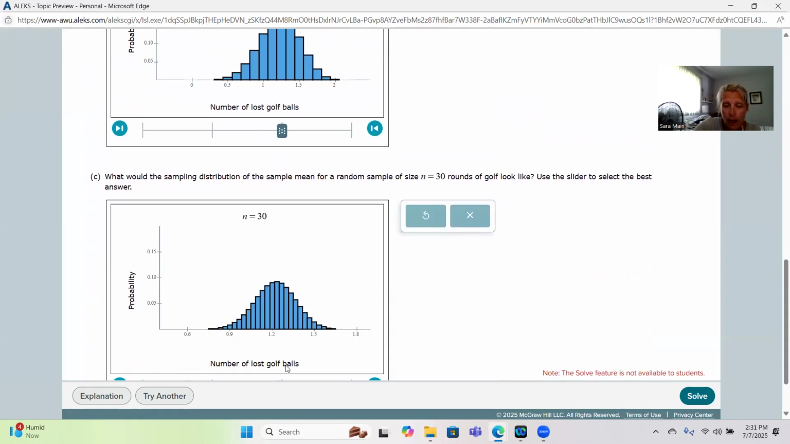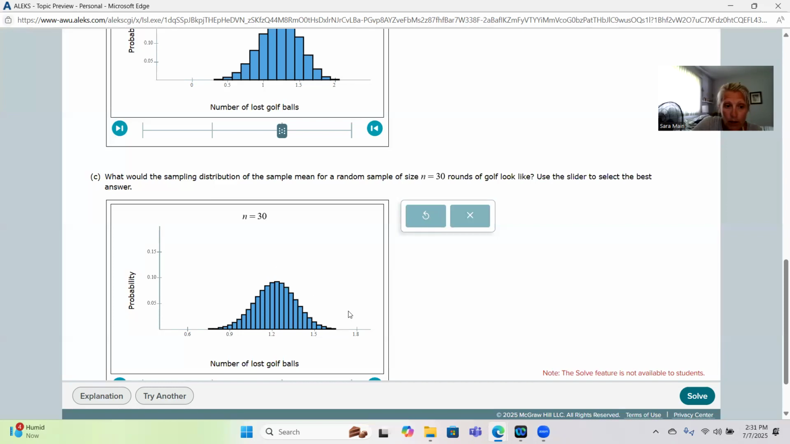And then once we get to a sample size of 30 or bigger, remember we talked about that the distribution will look normal and symmetric no matter what, because we have a very large sample size. So once we get to a sample size of 30 or more, it's going to still be at 1.2, see that? And it's going to be very symmetric.